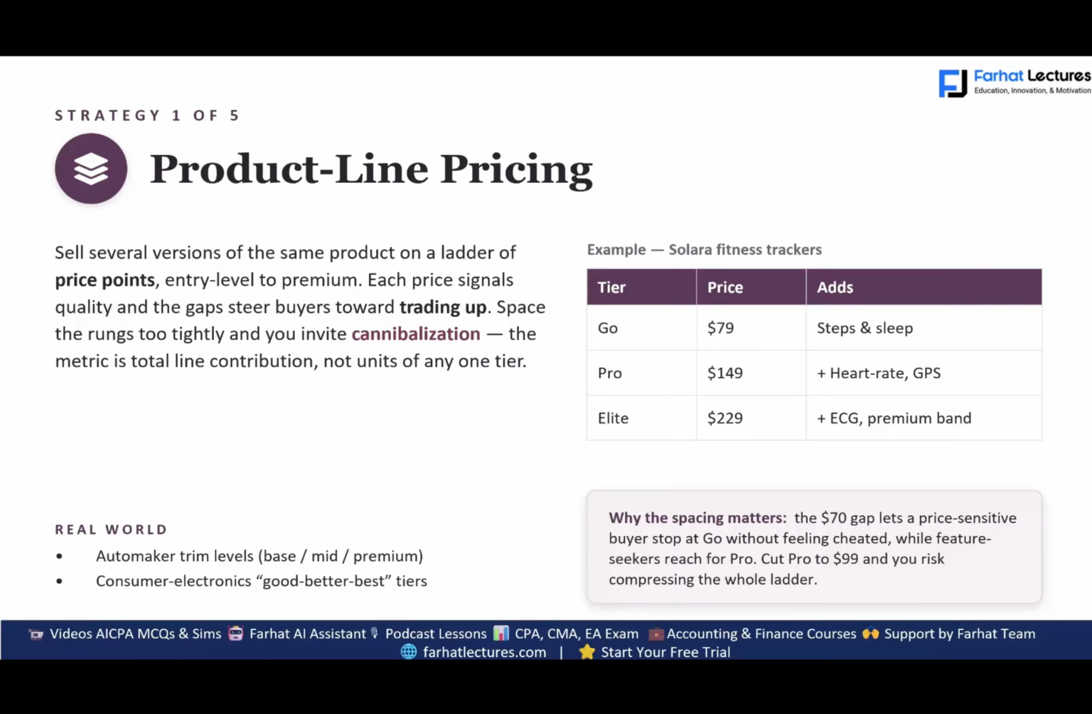Let's start with the most common strategy, which is product line pricing. Most companies use that, which is what? Which is spacing out versions of a product on a quality ladder.